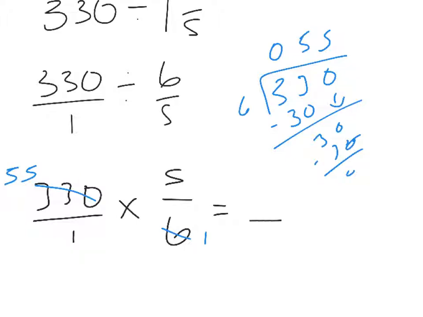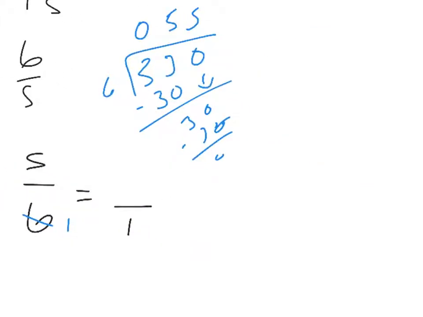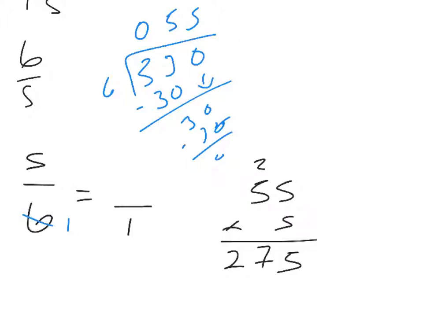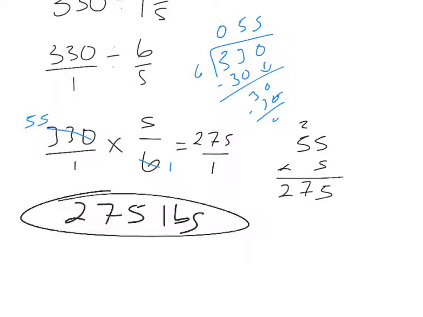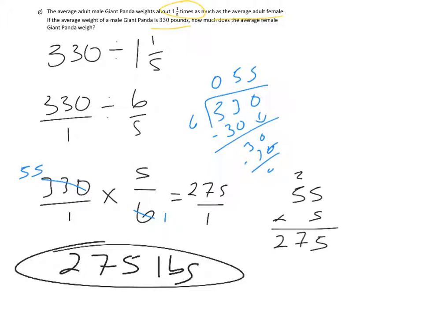So now 1 times 1 is 1. 55 times 5, and again, you have to show a little bit extra work. That's all right. Set it up the old-fashioned way from 3rd grade. 5 times 5 is 25. 5 times 5 is 25 plus 2. It's 27. So it sounds like we should get 275 over 1, which, since that's a whole number, we can just write 275 pounds.